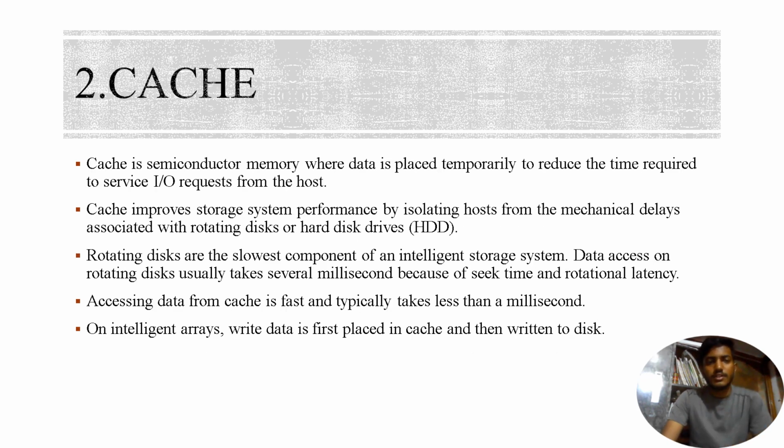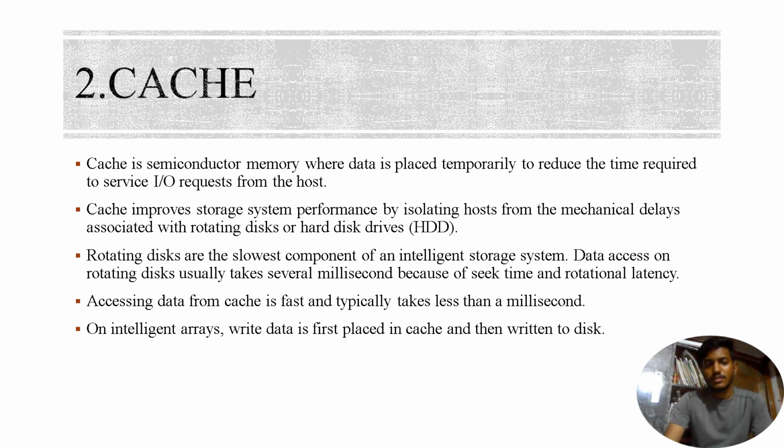Next, cache. Cache is a semiconductor memory where data is placed temporarily to reduce the time required to service I/O requests from the host. Cache improves the storage system performance by isolating the host from the mechanical delays associated with rotating disks, that is hard disk drives, HDD. Rotating disks are the slowest components of an intelligent storage system. Data access on rotating disks usually takes several milliseconds because of the seek time and rotational latency. Accessing data from cache is faster and typically takes less than a millisecond.